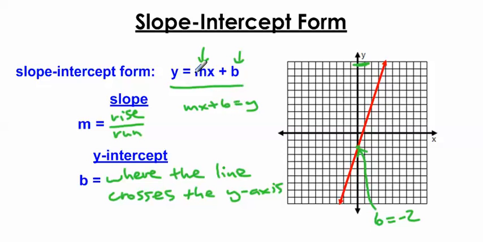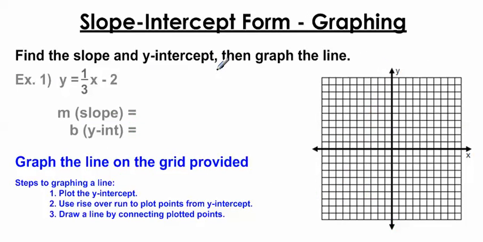You generally want to have the y always on its own on the left here, and then you're going to follow it with the slope times x plus the y-intercept. So that's very important to understand. And so let's do a couple examples here.